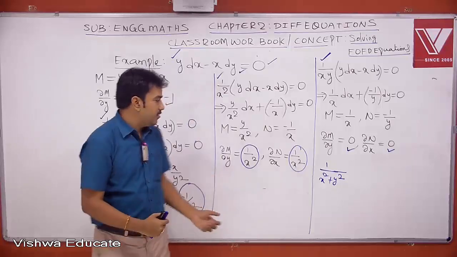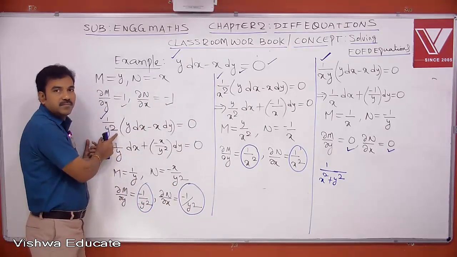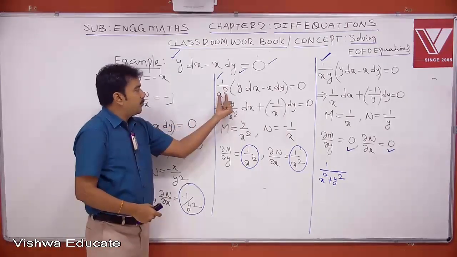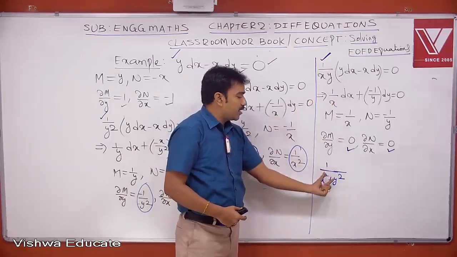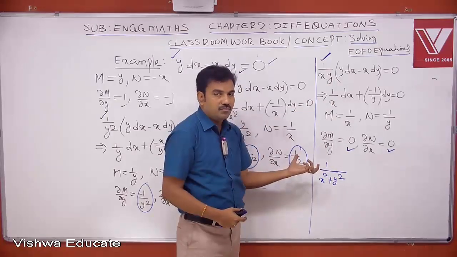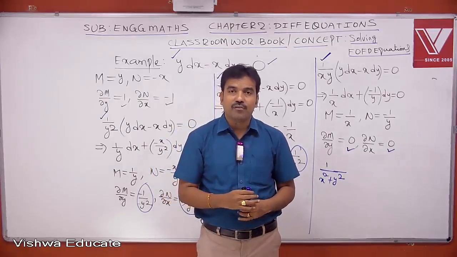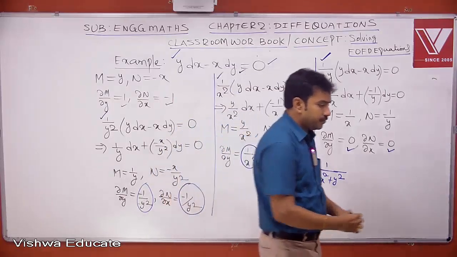Now, when you look at these points, in the first case, 1 by y square is my integrating factor. It is purely a function of y. The next is purely a function of x. The others contain both x and y terms, right? Now, let us discuss one standard procedure to find the integrating factor of a non-exact equation.